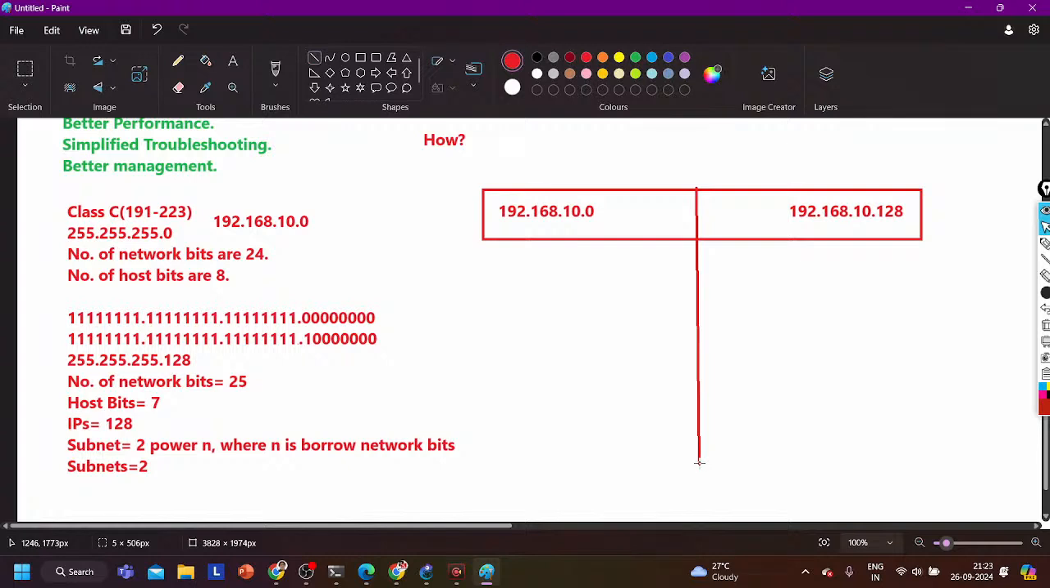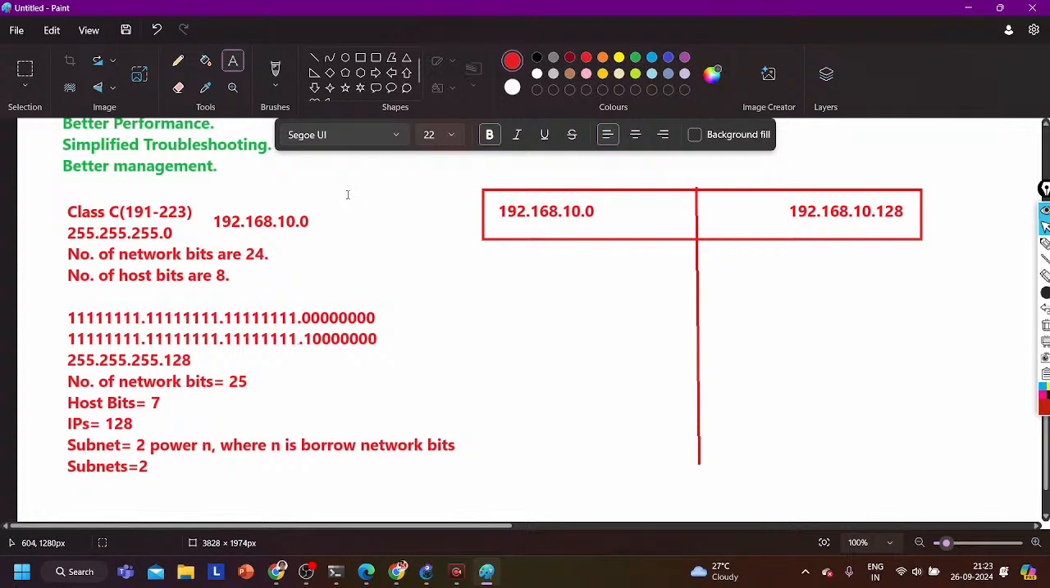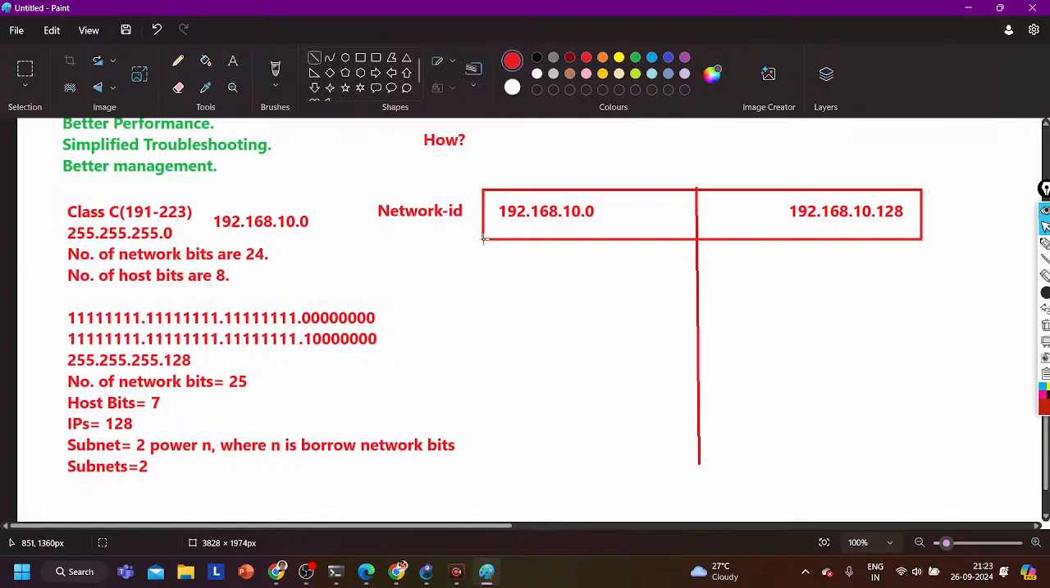The first IP address of any network is represented as the network ID. As I told you yesterday, routers are going to store the network ID in their routing table. It will not store the IP address. Network ID is reserved, and we cannot assign the network ID to computers. We cannot configure the network ID to client devices.